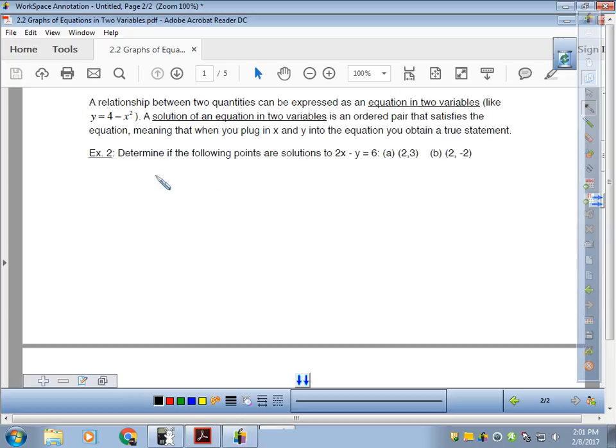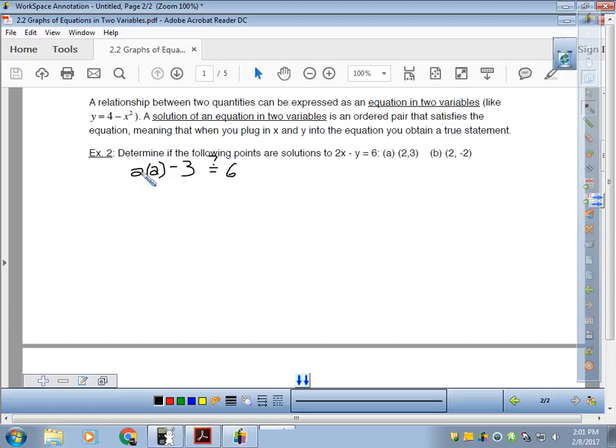And so that's what we're going to do here in example 2. It asks us to determine if the following points are solutions to 2x minus y equals 6. We have a point 2, 3 and a point 2, negative 2. So we're going to start with the point 2, 3. We're going to plug 2 in for x, and we're going to plug 3 in for y. So 2 times 2, plugging in 2 for the x, minus 3, plugging in 3 for the y, and we want to see, does that equal 6?